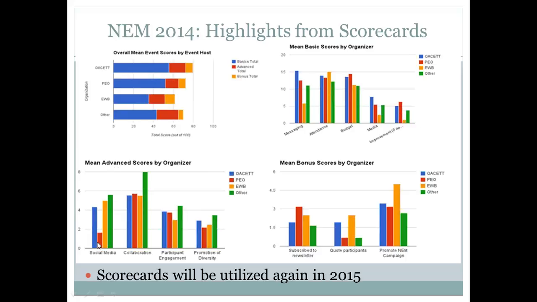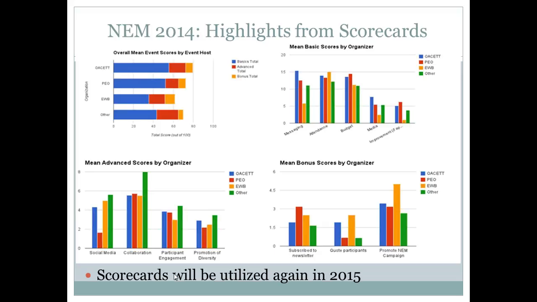Our advanced elements were utilizing social media, collaboration with other organizations, and engaging the participants, not just going through the motions, but really making sure that someone's home and the light is on. They're paying attention and really involved in what's happening. Promoting diversity is something we want to see across the board. So again, we felt that these were the really important things that we wanted all event organizers to be aware of and be working toward in the planning and execution of their events.